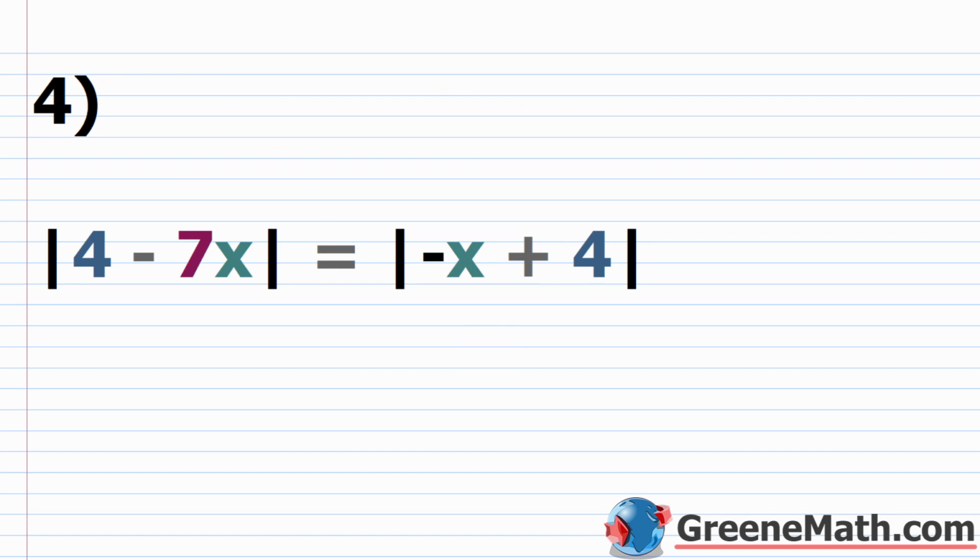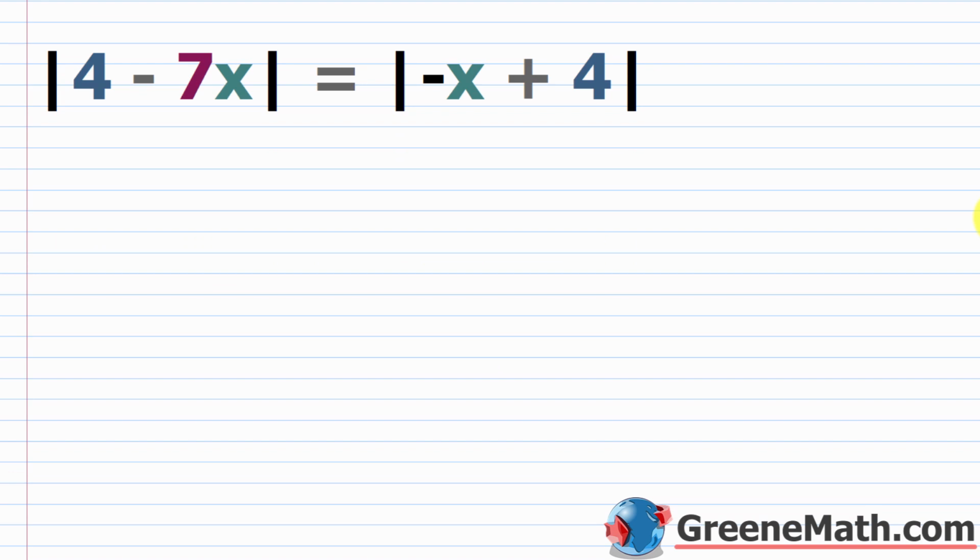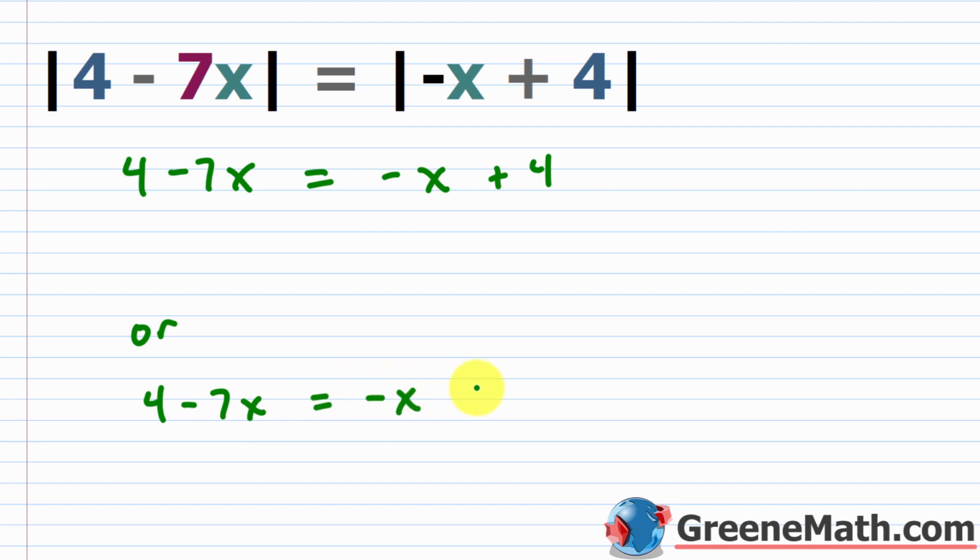Same setup as problem number 3. So basically I would want to drop the absolute value bars to start. So I'll have 4 minus 7x is equal to negative x and then plus 4. Then you're going to have or. So let me write or. Then you're going to drop the absolute value bar. So 4 minus 7x is equal to negative x plus 4.